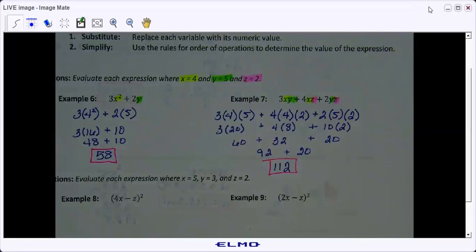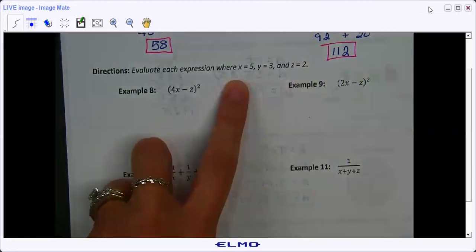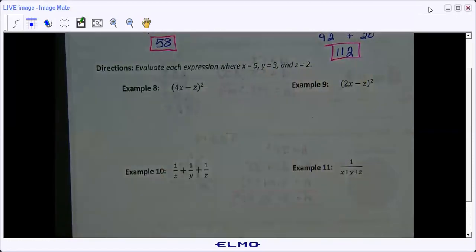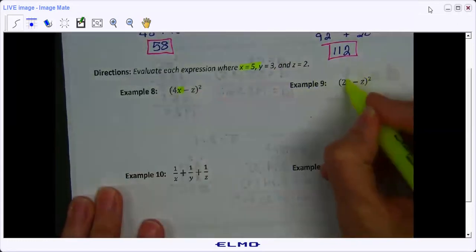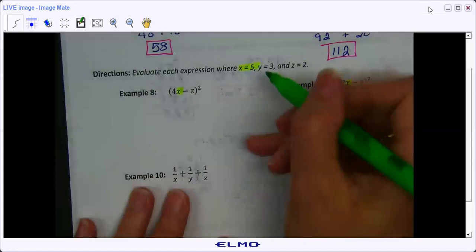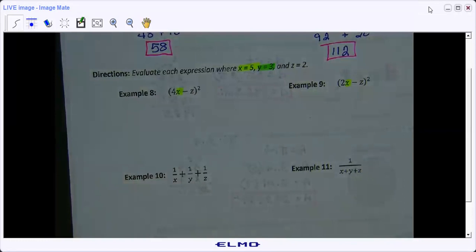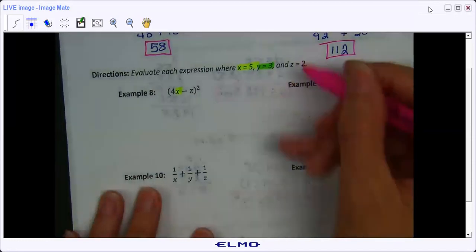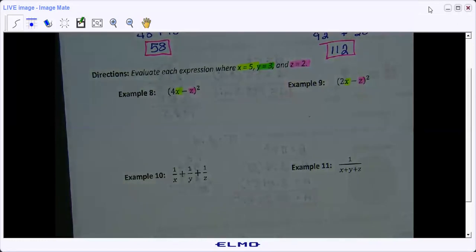Okay, let's go ahead and go on to example 8, and then I'll have you do 9 on your own. So now we have different values, okay? So this time my x is 5. And my y is 3. Oh, I don't have any y's. And my z is 2. All right, so let's plug in our values.